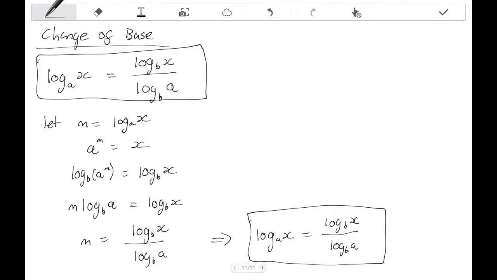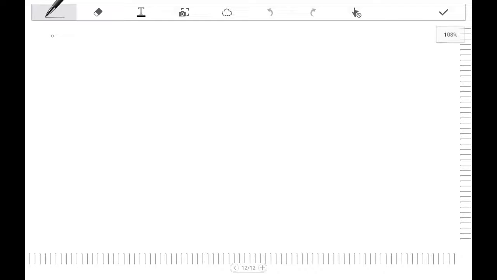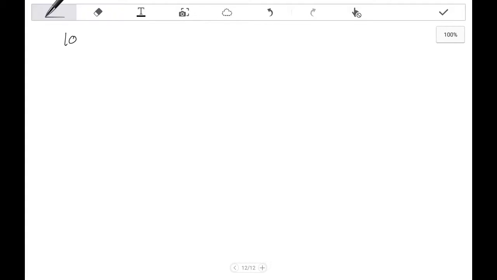Change of base. We need to be able to use that. For example, let's look at solving for x. This is quite a complicated example that's going to use a few different things. We are given that we need to find the value of x that satisfies log base 5 of x, add 6 log base x of 5 equals 5.